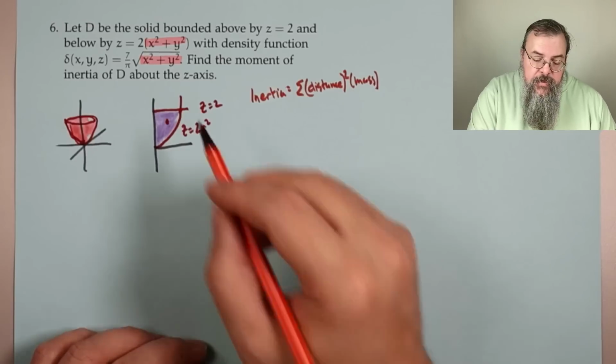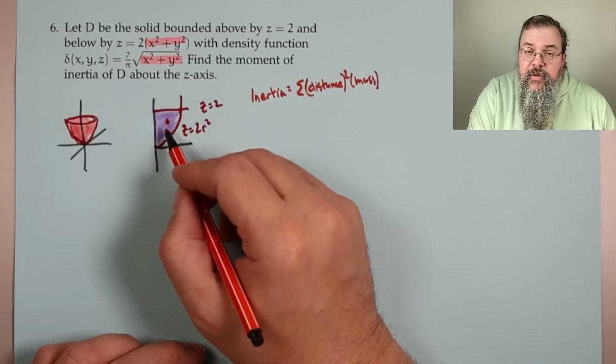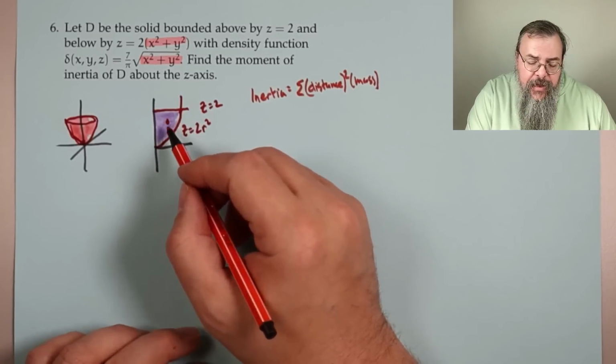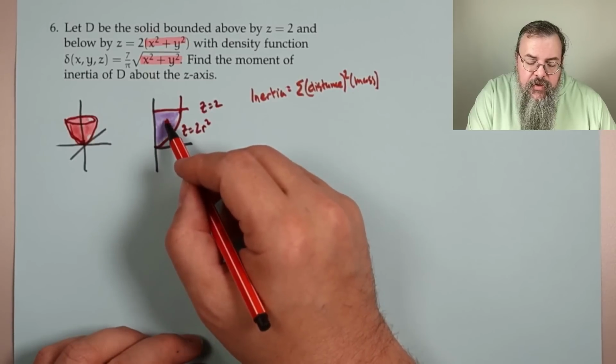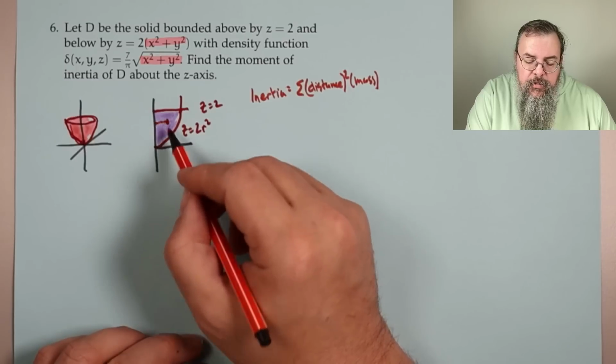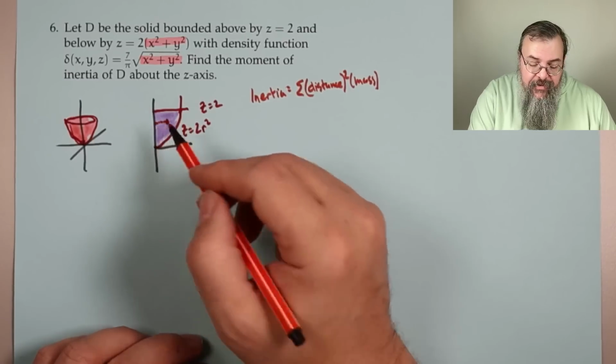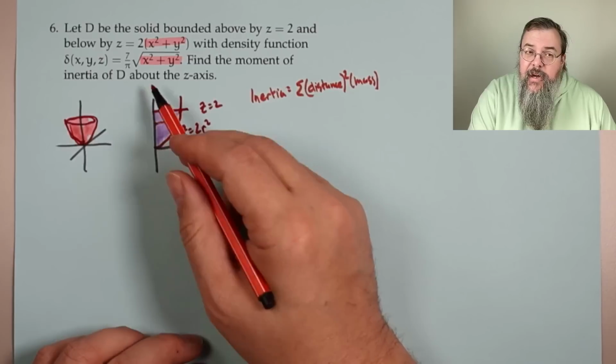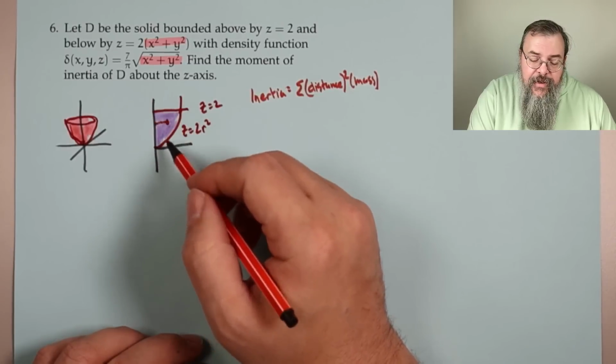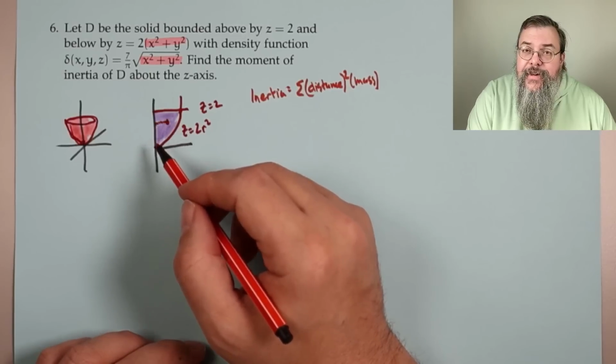All right? So I say, okay, I can compute the mass. I have ways to do that. What's the distance? Well, the distance would be the distance to the z-axis, which is represented here by this line. So I say, well, how far away is that?